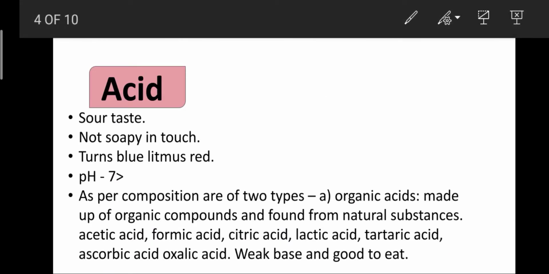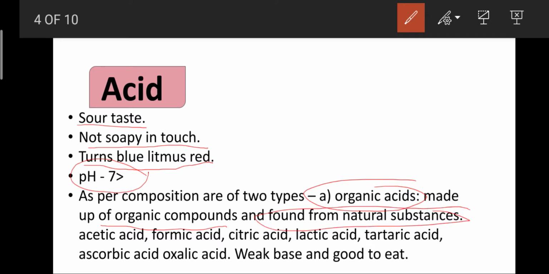First one is acid. Acids have a sour taste. They are soapy in touch. They turn blue litmus red and their pH is always below 7. Now they are of two types. First one is organic acid. Let us look further. They are made up of organic compounds like leaf, animals or plants, fruit, etc. They are found in nature, meaning they are obtained from natural substances.